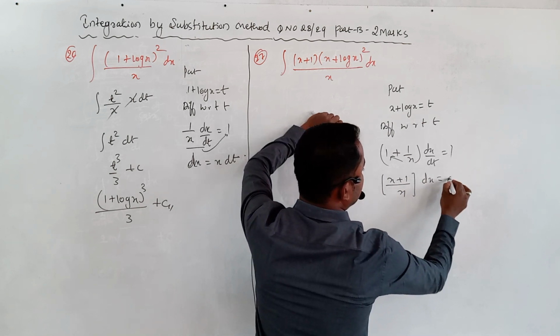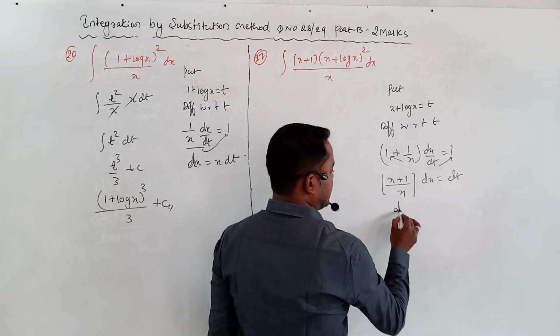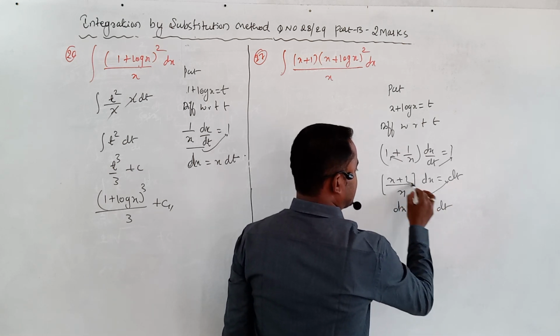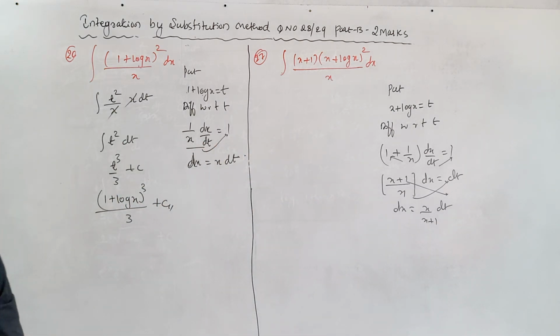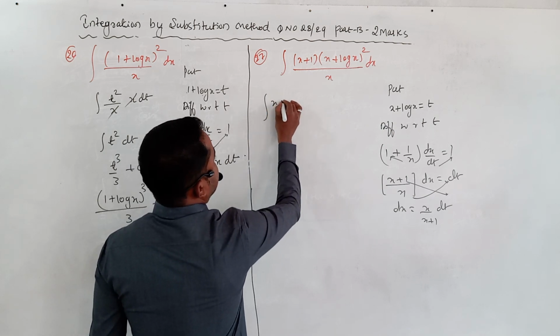dx is equal to what? dt. Yes. Now dx is equal to x into dt divided by x plus 1. Now come to here. x plus 1 as it is.